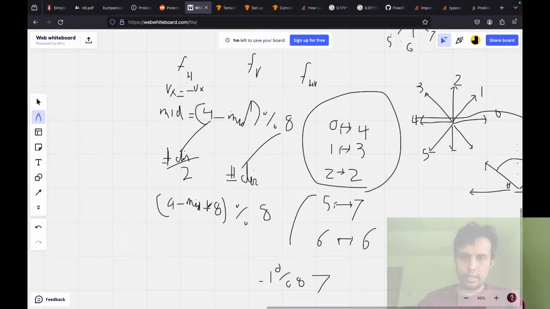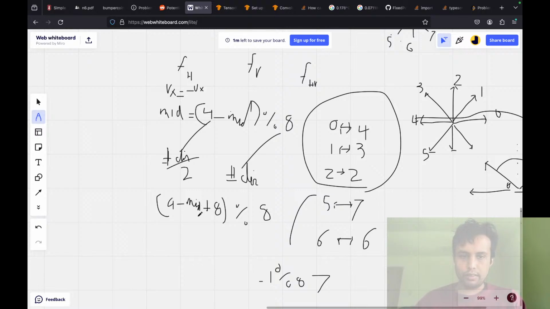Let's check the other one. 4 minus 4 is 0, and then 8 mod 8 is 0. So that works. Let's check it for 1. 4 minus 1 is 3 plus 8 is 11. 11 mod 8 is 3. That's correct. Then 4 minus 3 is 1 plus 8 is 9. Mod 8 is 1. That's correct. And 2 to 2: 4 minus 2 is 2 plus 8 is 10. 10 mod 8 is 2. So that works. Now let's see 5. 4 minus 5 is negative 1 plus 8 is 7. 7 mod 8 is 7. That is correct.